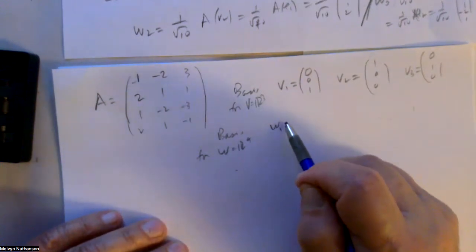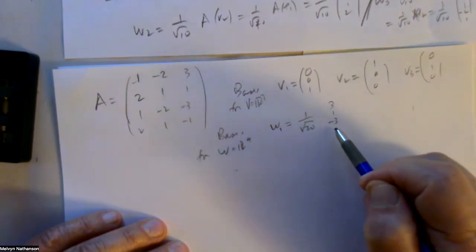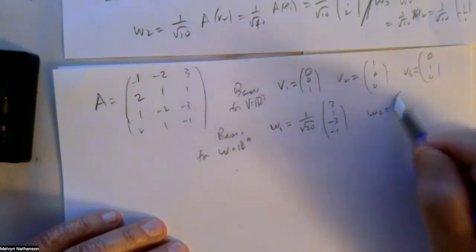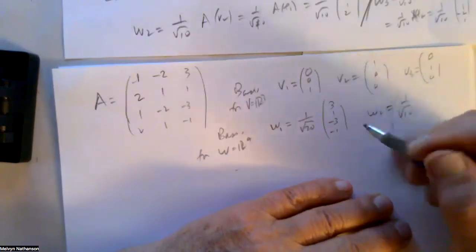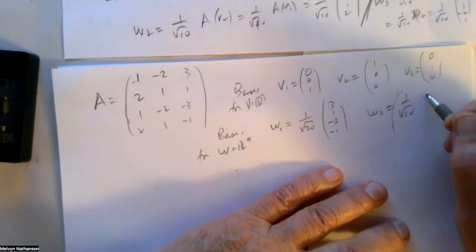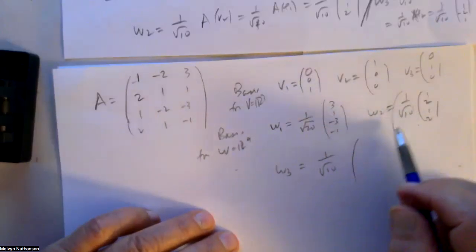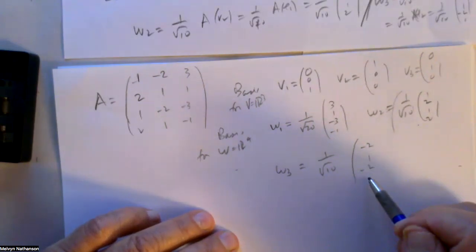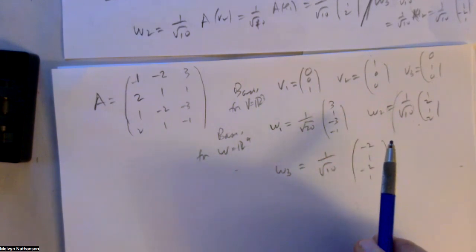Now, let's see. So the first vector, W1, is 1 over root 20 times 3, 1, minus 3, minus 1. W2 is 1 over root 10 times 1, 2, 1, 2. W3 is 1 over root 10 times minus 2, 1, minus 2, 1. Now, this is a set of 3 vectors for R4. I need a 4th vector, because I need a vector which is linearly independent of these, orthogonal to these, and has length 1.